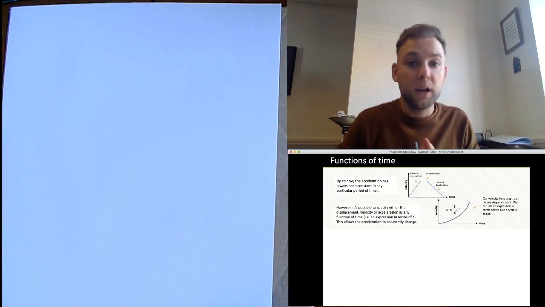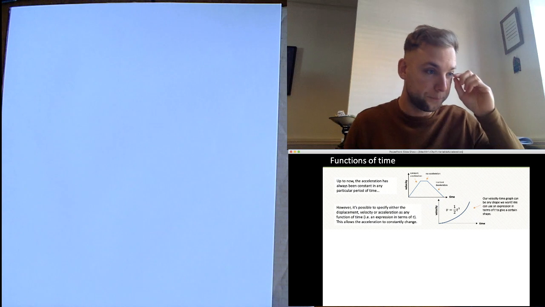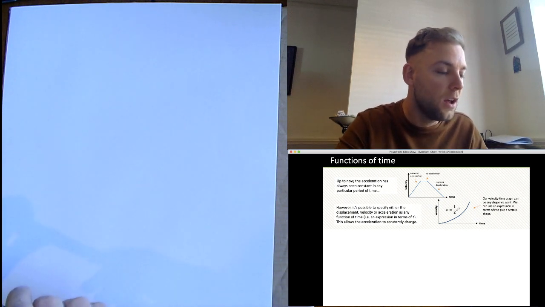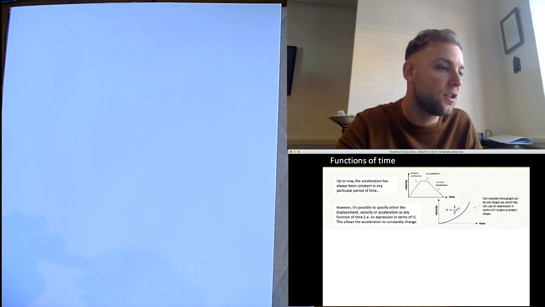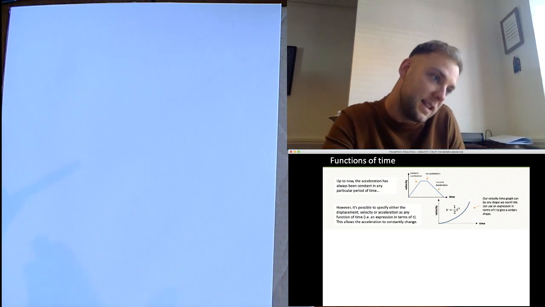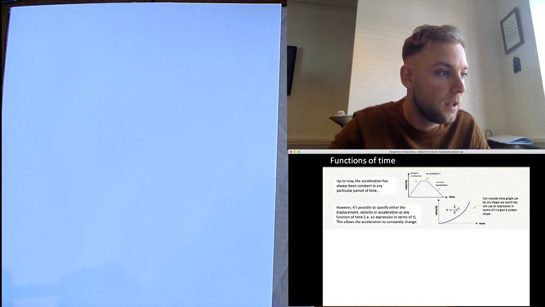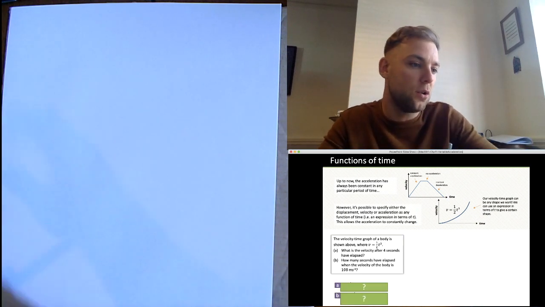What we're going to be looking at now is how the acceleration is changing over time. Here we've got a curve, for the velocity is equal to a half t cubed. You can see this is a curve going up, and that means the acceleration is changing over time as well. So let's have a little look at one question then.